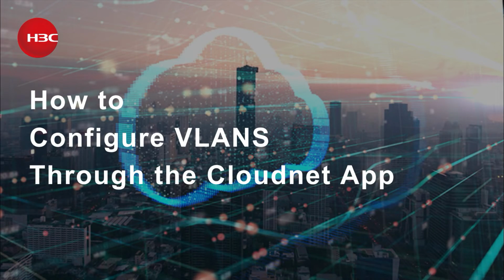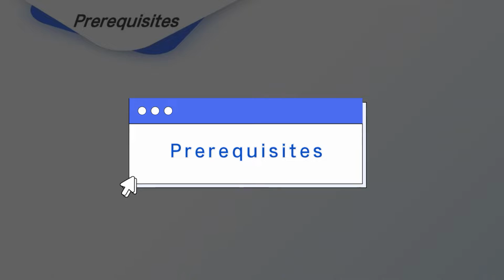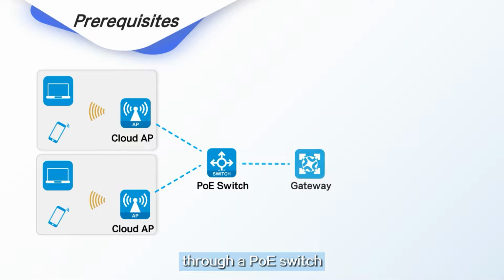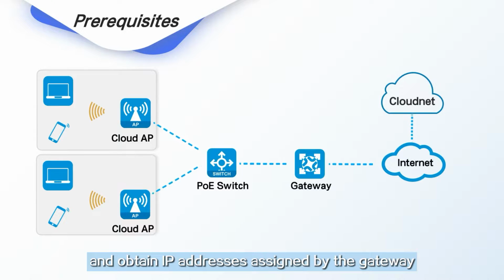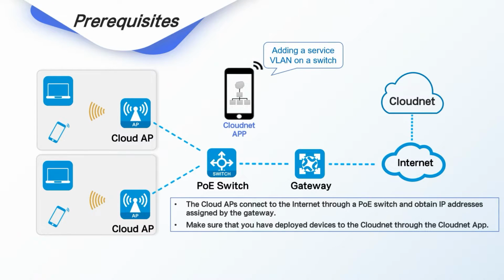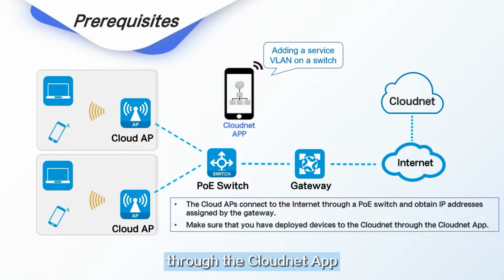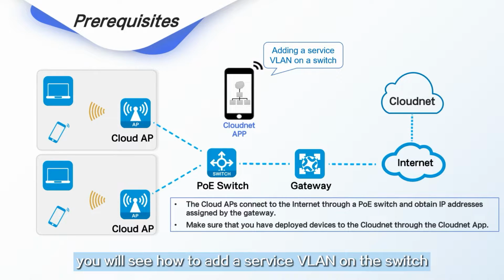How to configure VLANs through the Cloudnet app. Prerequisites. The Cloud APs connect to the Internet through a PoE switch and obtain IP addresses assigned by the gateway. Make sure that you have deployed devices to the Cloudnet through the Cloudnet app. Next, you will see how to add a service VLAN on the switch through the Cloudnet app.